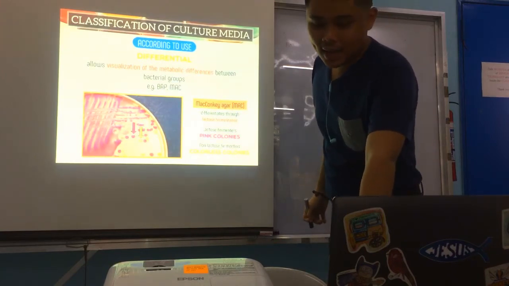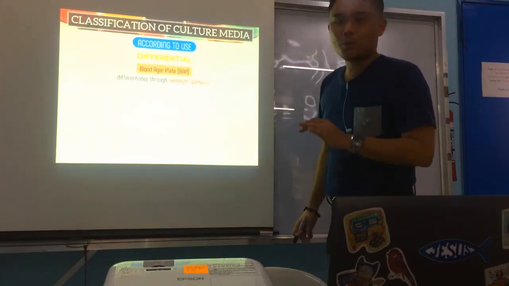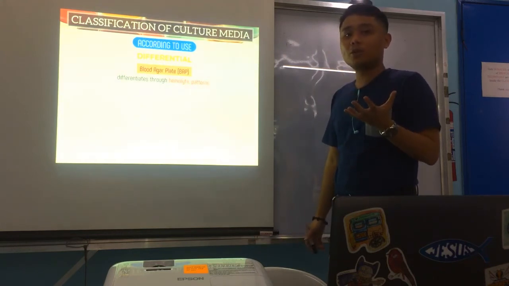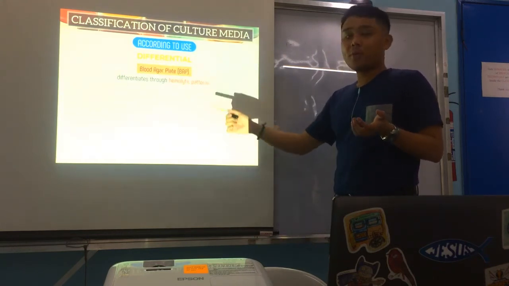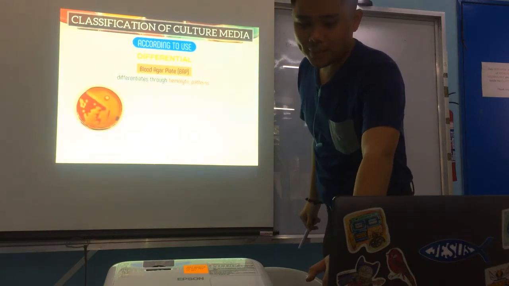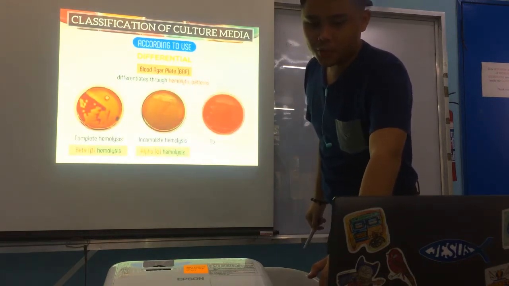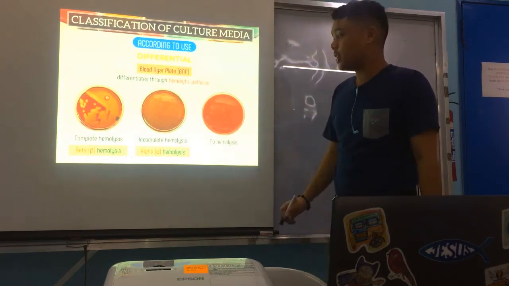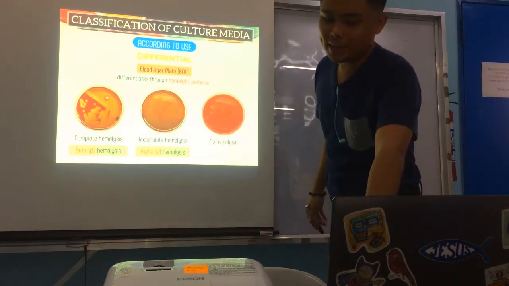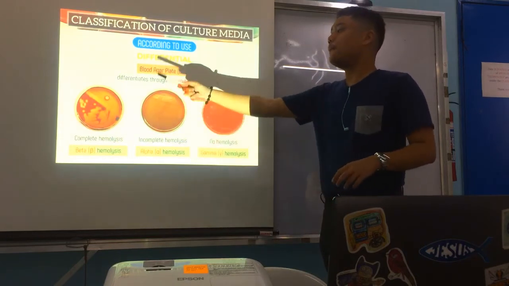Okay? Alright. And another good example is blood agar plate. We differentiate bacteria through their ability to hemolyze blood, or through their hemolytic patterns. And we have 3 types, right? I'm sure you're finished with Streptococcus species. So these are the different types of your hemolytic pattern. First is complete hemolysis.